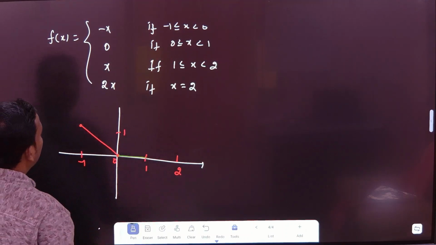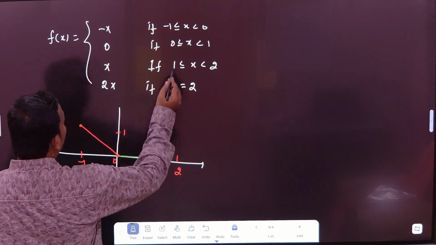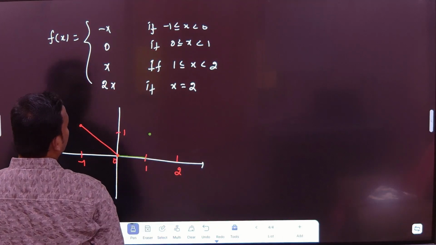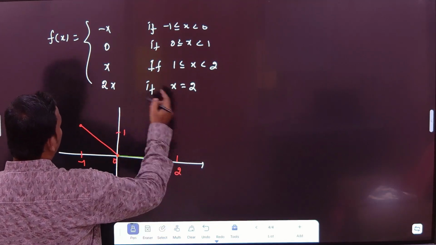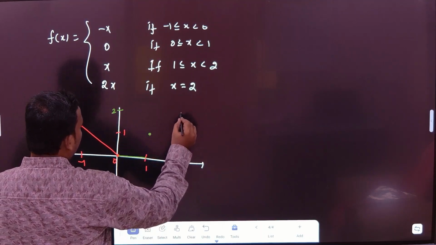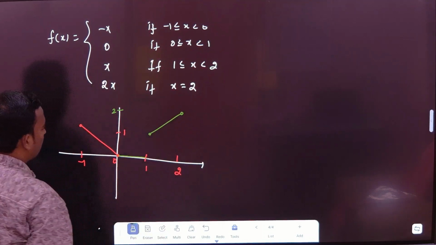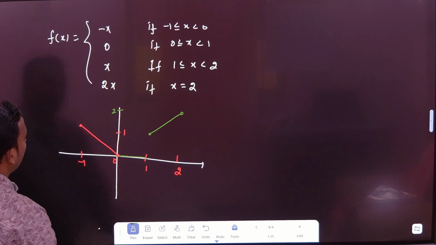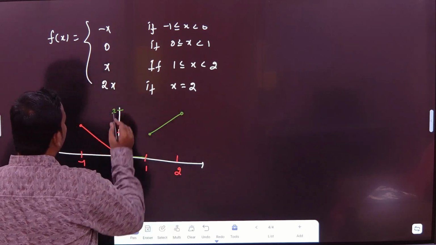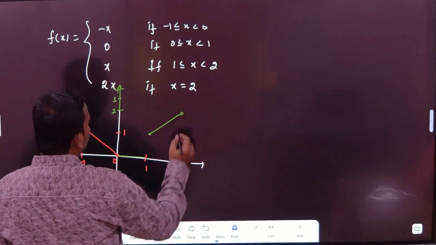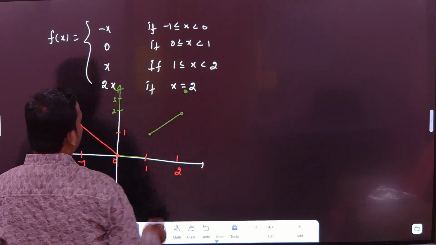Then for 1 to 2, you can take y is equal to x again. If you put 1 here, x, 1. So 1 here. If you put 2, it means 2. That means here is 2. So that means the 2 is not included. The graph will be like this. Okay, y is equal to x. Then when exactly x equal to 2, 2x. If you put 2 here, 2 into 2, it is 4, right? This is 3, this is 4 you can take. So 4 here. This is your graph.